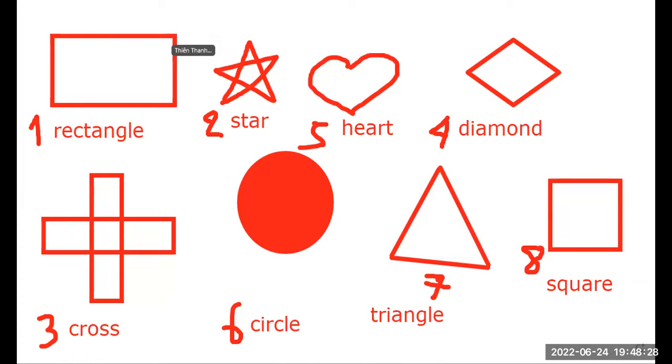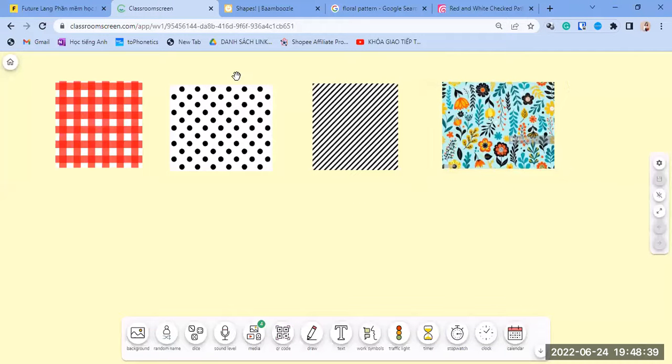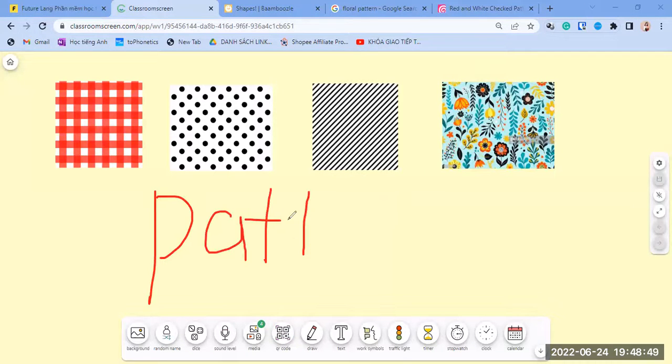Okay, so you can remember all the basic shapes, right? So now I want to give you more things. This is the patterns. Can you see my new screen? This is patterns. I will spell this word: P-A-T-T-E-R-N. Do you know the meaning of this word? What is it called in Vietnamese? Who knows? Patterns.